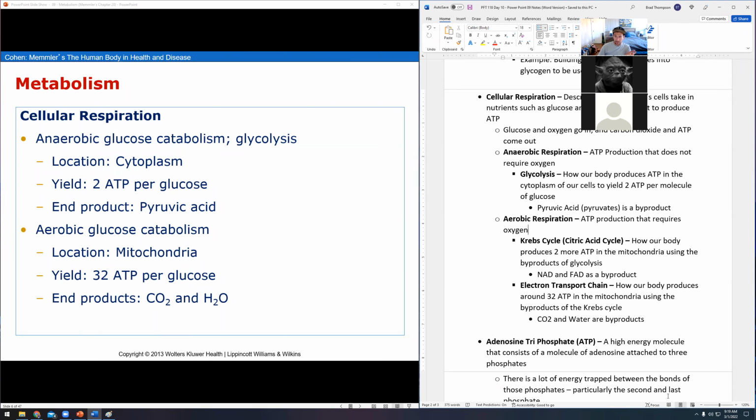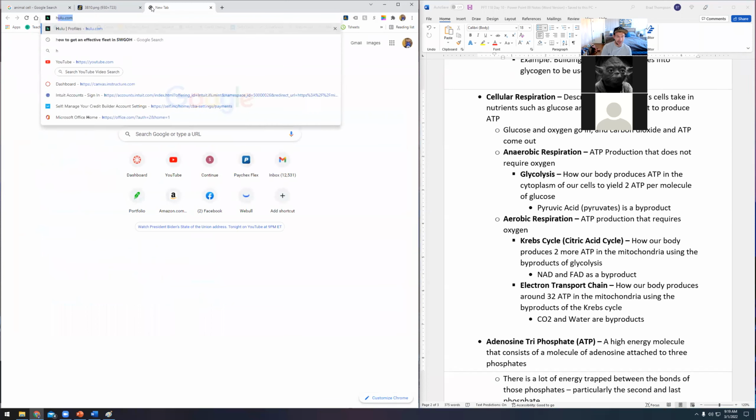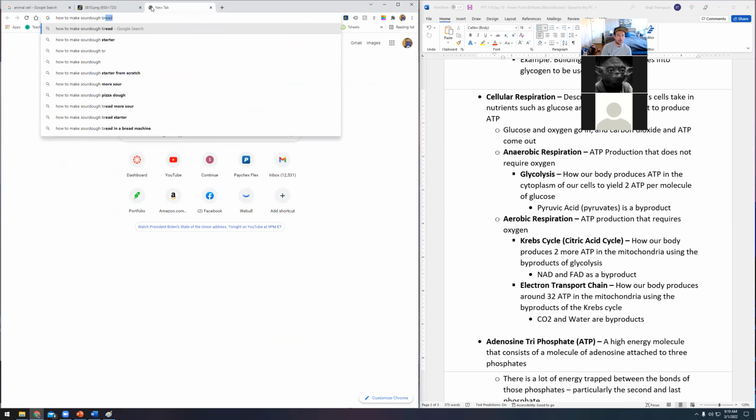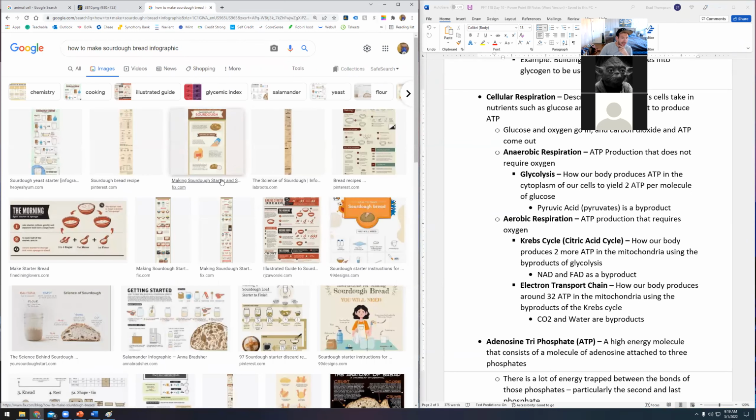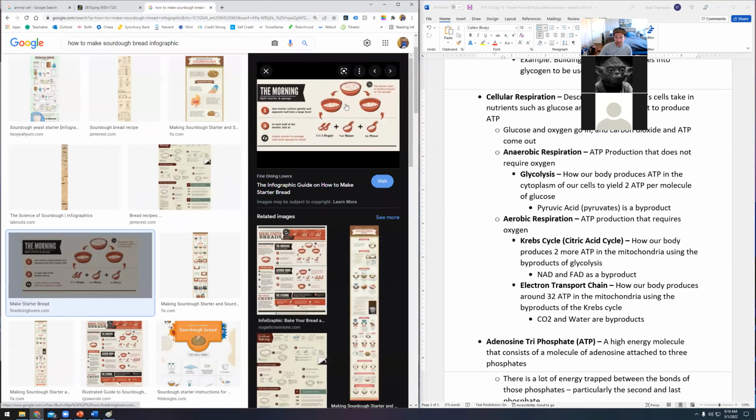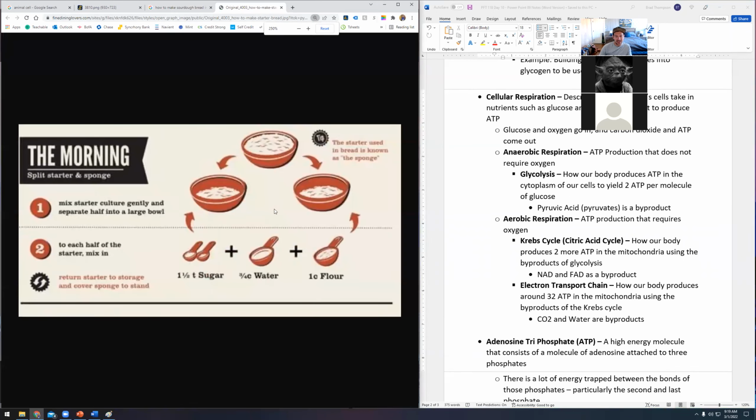So here's the thing. Sourdough bread's actually really easy to make. Let's see if I can find an infographic. How to make sourdough bread infographic. Keep this really simple so we don't go on a crazy long tangent here. Yeah, it's pretty simple. Take a little bit of flour, a little bit of water, add a little bit of yeast, and add some sugar in there to feed that yeast. And then you just plop it in a jar with no oxygen.